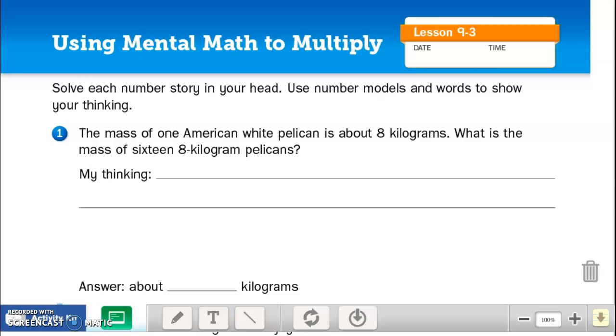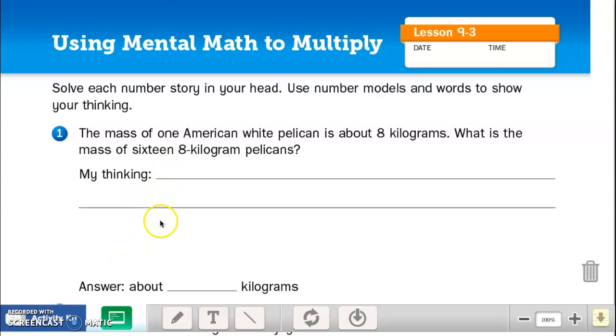Now, for these problems, again, they are going to be using those pictures of the birds that we used earlier, but instead of flip-flopping back and forth, I will just let you know some of the numbers or mass of the birds. For this one, you don't need to know. They give you the mass of one white pelican is 8. They want to know how much is 16. Well, wow. You could think, well, I could add 8 sixteen times, which would be a lot of work. Or you could go 16 times 8, which is kind of hard too.